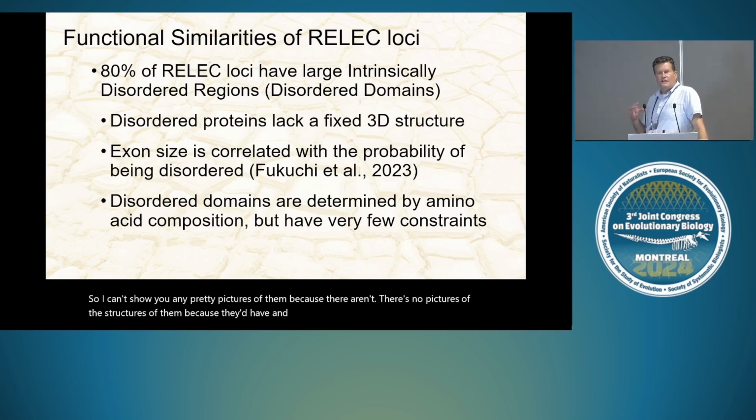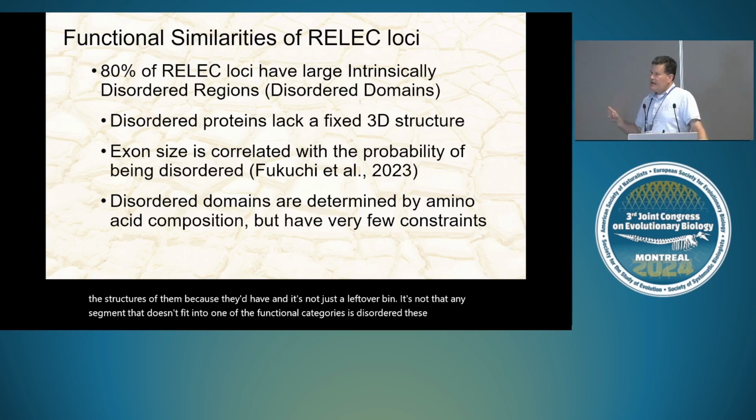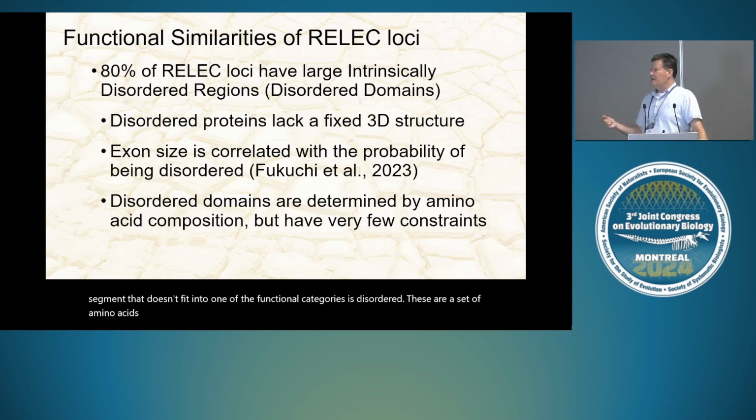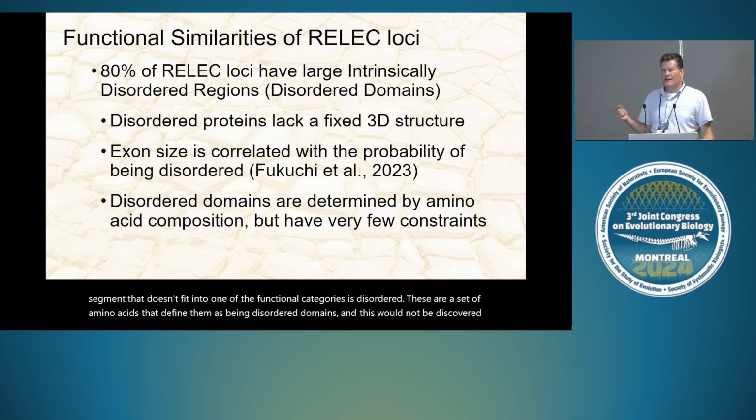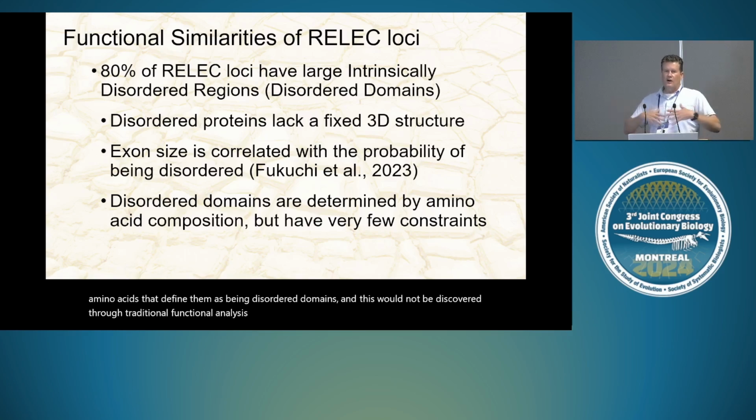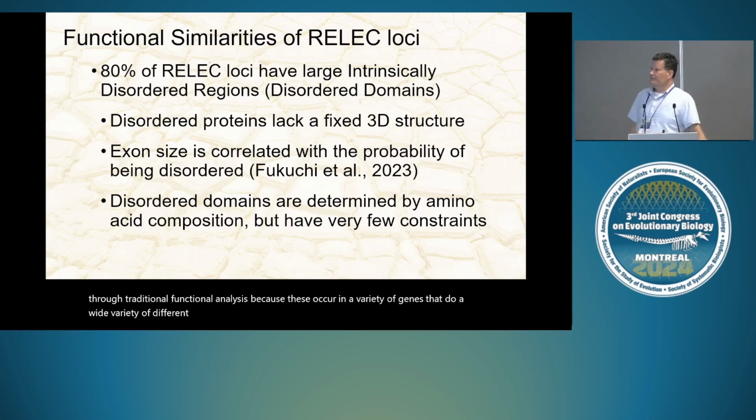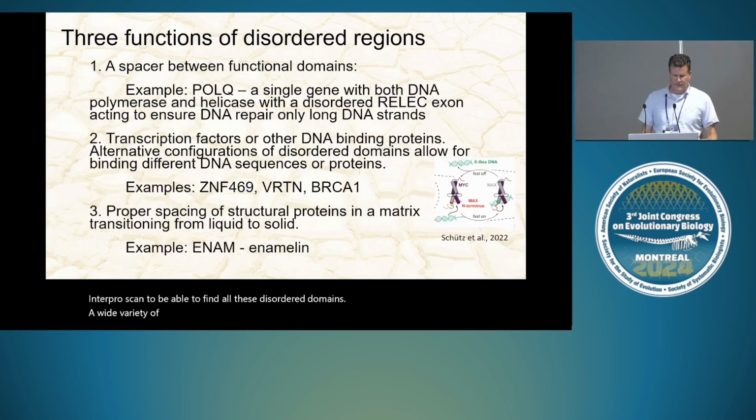And it's not just a leftover bin. It's not that any segment that doesn't fit into one of the functional categories is disordered. These are a set of amino acids that define them as being disordered domains. And this would not be discovered through traditional functional analyses because these occur in a variety of genes that do a wide variety of different things. And so we were able to use InterProScan to find all these disordered domains in a wide variety of genes with a bunch of different functions.